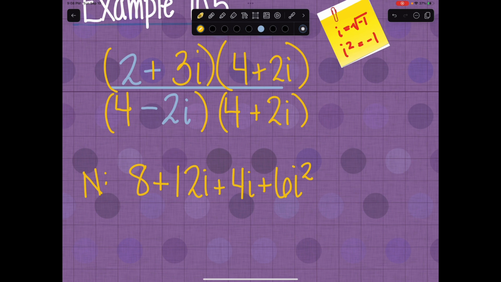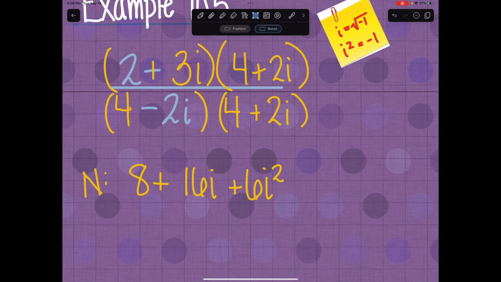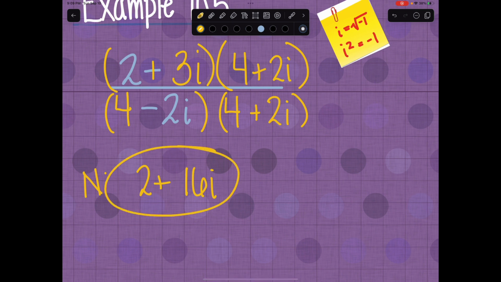We can simplify that, 12i plus 4i in the middle, and that's going to be 16i. And then we remember that i squared is just negative 1, so we can simplify that and just erase that and make it minus 6. And then we can combine like terms because 8 minus 6 is 2. 2 plus 16i. This is my numerator right here.